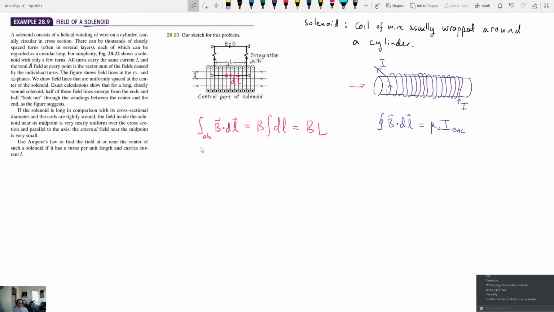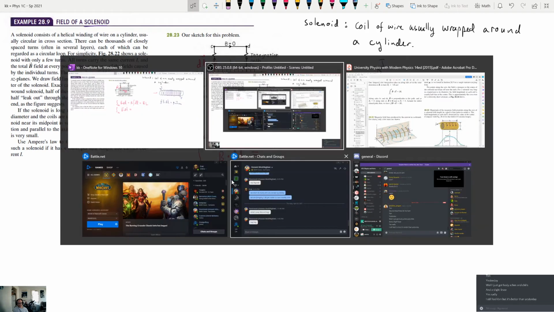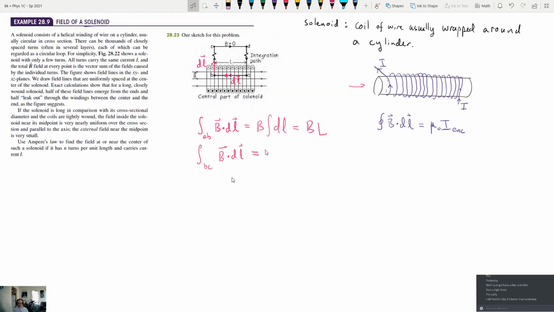Okay, what about the other paths? What about the path from B to C? Now, from B to C, our dl points this way, right? But our magnetic field goes to the left. So what's B dot dl going to be equal to then? 0. 0. Yep. And the same thing can be said for the path from D to A, right? True.